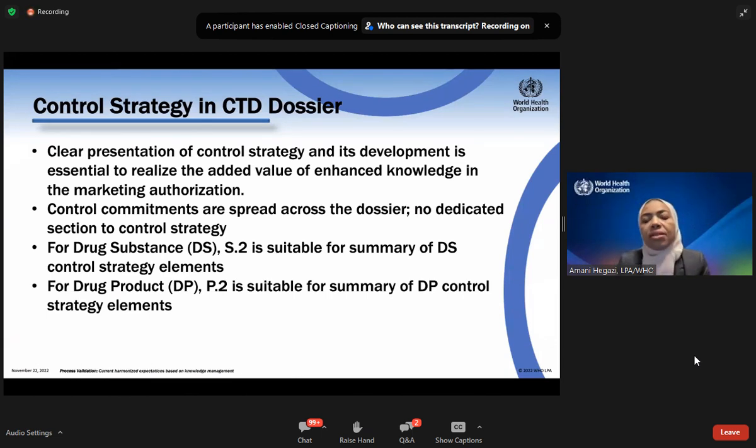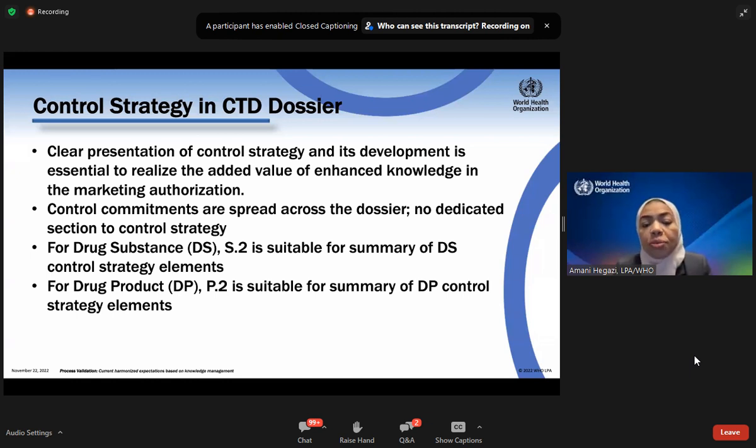Finally, how we present this control strategy in the Common Technical Document dossier. A clear presentation of the control strategy and its development is essential to realize the added value of enhanced knowledge in the marketing authorization.